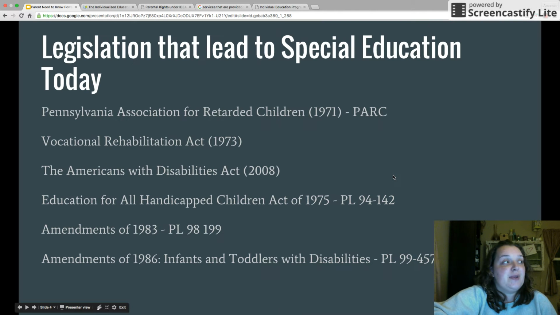Along with that, different aspects of the world today brought up the legislation that led up to special education. Our first one is Pennsylvania Association for Retarded Children. This was established in 1971. You may notice I'm going to have some acronyms, and this is just an acronym for the Pennsylvania Association.